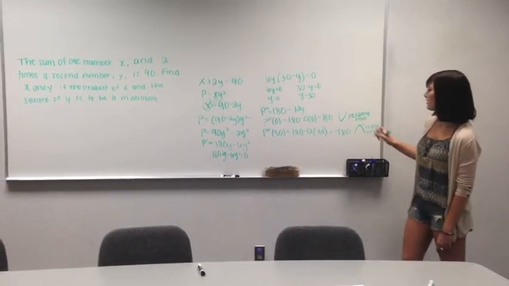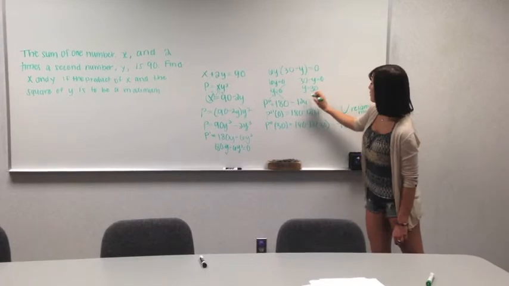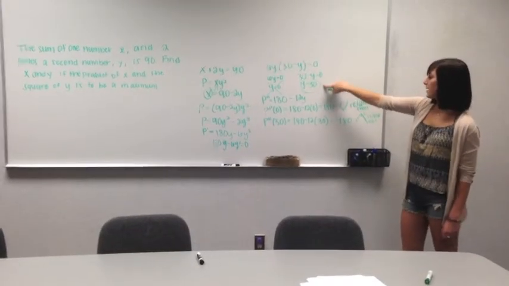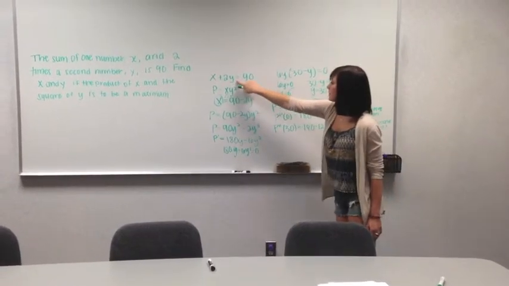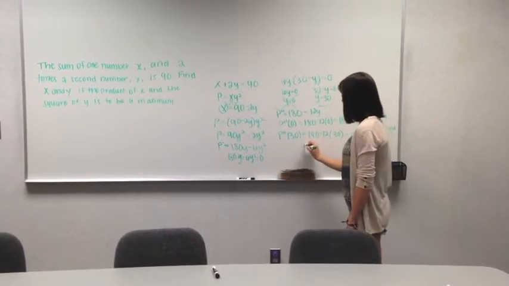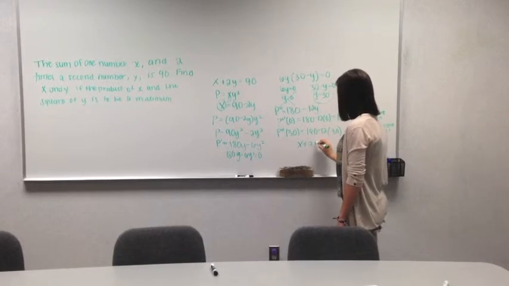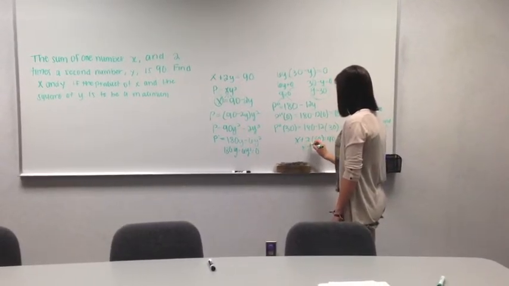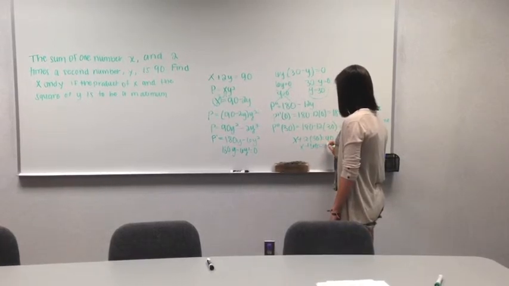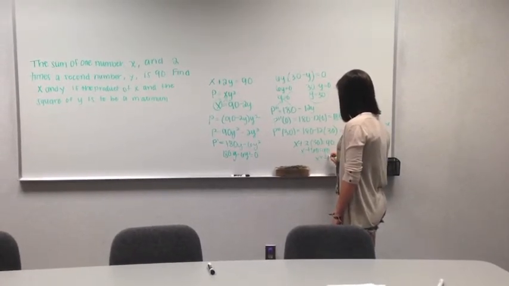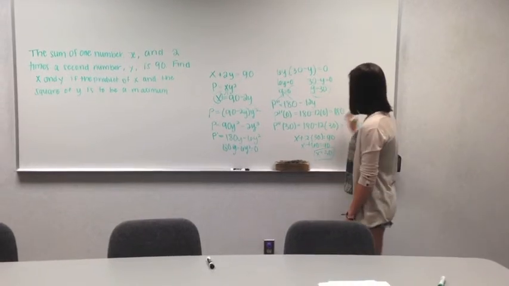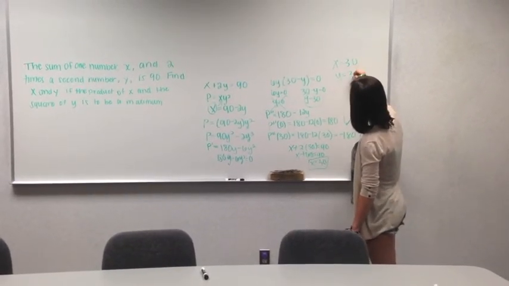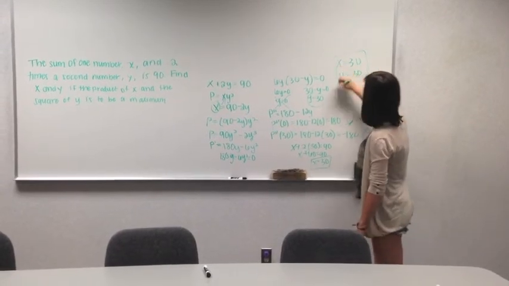So now we know that our 30 value for y is our maximum. We have this value, and now we just need to put it in this equation to find our x. So x plus 2 times 30 equals 90, x plus 60 equals 90, and x equals 30. So we get x equal to 30 and y equal to 30. And that's how you do optimization.